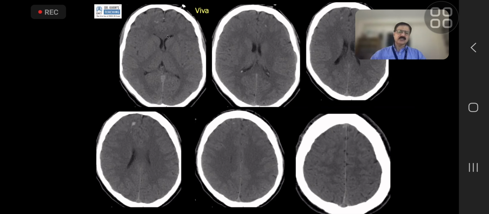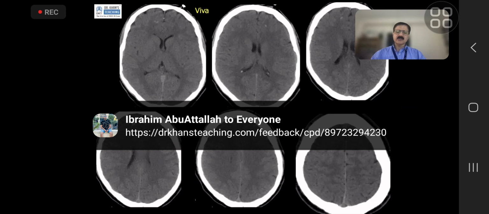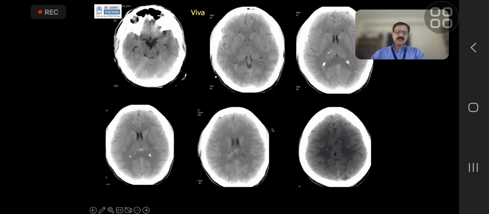Now, this is a classical exam case where we have punctate high density at the gray-white matter junction. So call it diffuse axonal injury. This one has more than that. If you see here, there are some densities in the splenium of the corpus callosum, some hemorrhage there. And so this is another diffuse axonal injury.